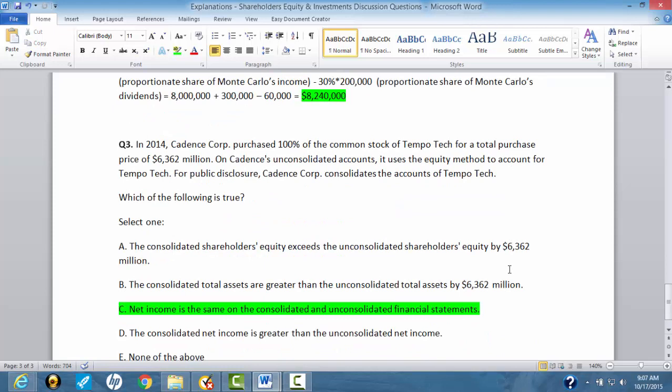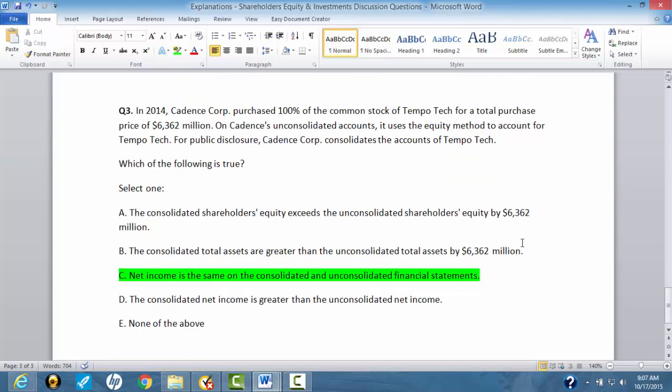Our last question is on consolidation when a company has 100% ownership of the investee. Indeed, parent companies consolidate their financial statements with subsidiaries if they hold greater than 50% of the common stock outstanding. In this case, it's 100%, which means a wholly owned subsidiary. So Tempotech is a wholly owned subsidiary of Cadence Corporation. Cadence purchased Tempotech for 6,362 million.